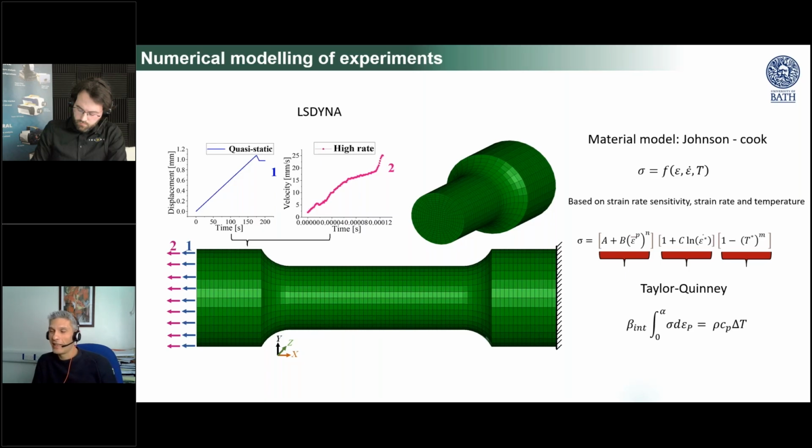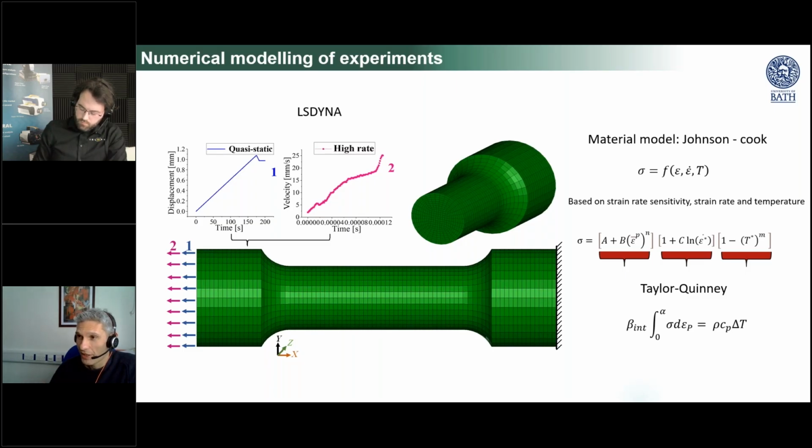So we were interested in the stress triaxiality during these experiments, but this cannot really be measured experimentally. There's no way to measure experimentally the distribution of radial stresses and hoop stresses in the sample. So we needed to reproduce, as accurately as possible, what happened in the experiments numerically.